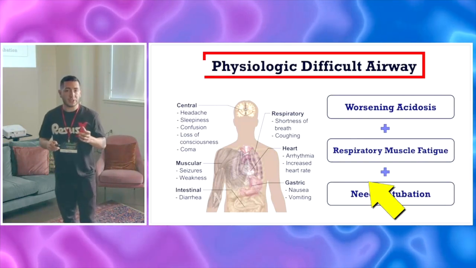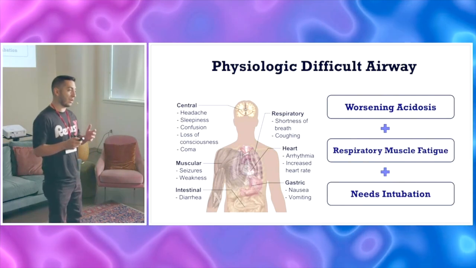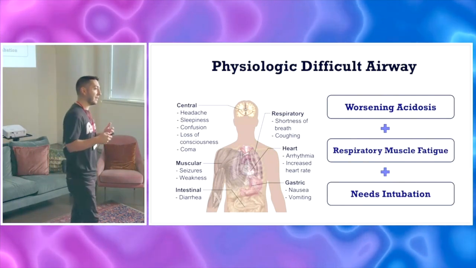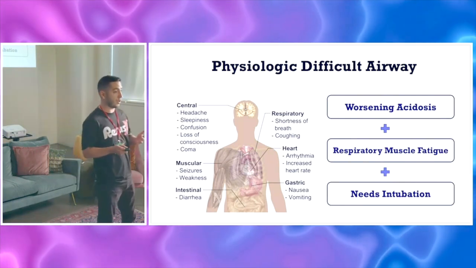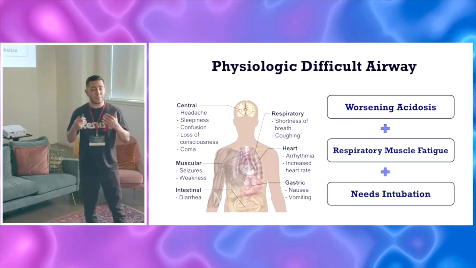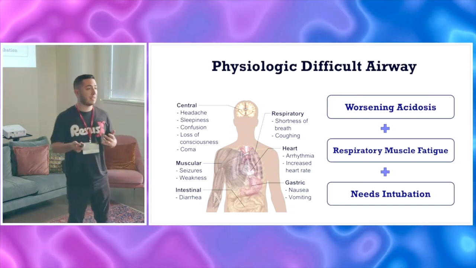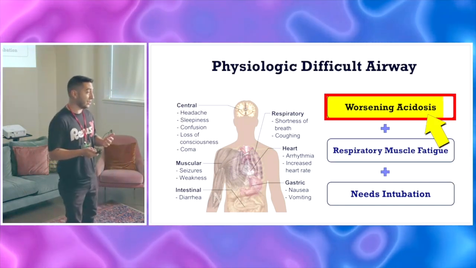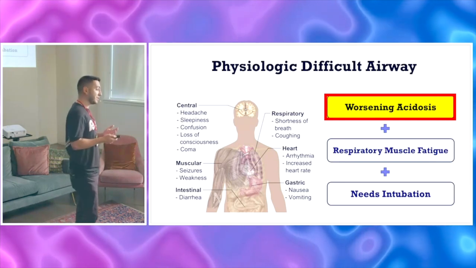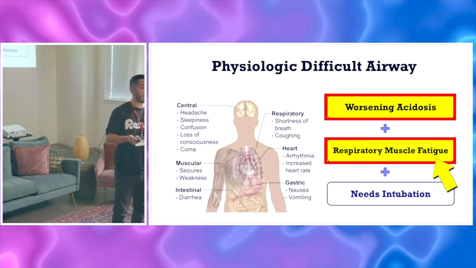The next group of patients are those with a physiologic difficult airway. These are a little bit more controversial. Some people may argue that these patients are a little too sick to undergo awake intubation, but I disagree. I think these patients actually benefit the most from this procedure. Now, the classic example that I think here is someone who has worsening acidosis, who's starting to show signs of respiratory muscle fatigue, and you're concerned that they're going to lose their airway relatively soon.